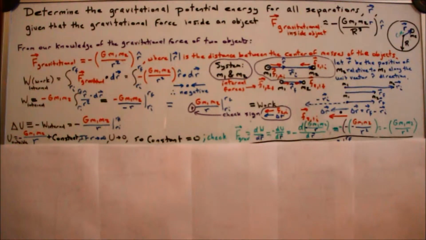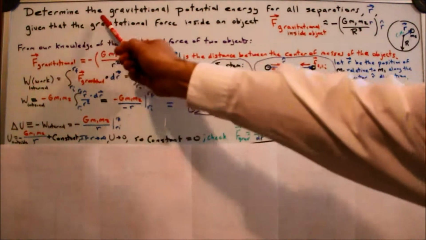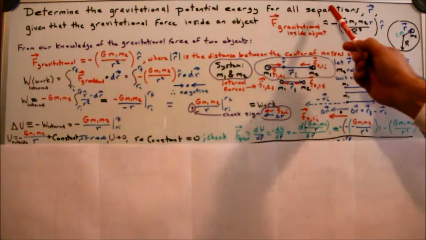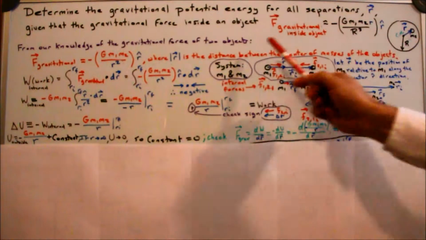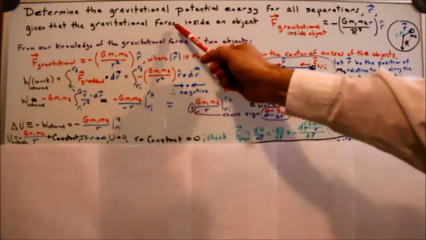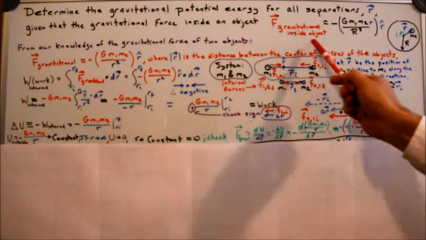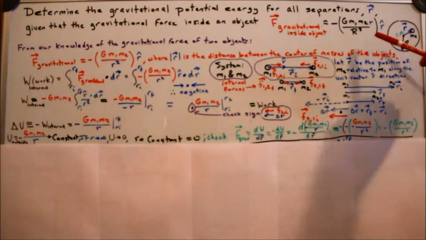In this example problem, I'm going to talk about the relationship between force, displacement, work, and potential energy. So here's the problem. Determine the gravitational potential energy for all separations R, given that the gravitational force inside an object is given by this. So this is the formula.